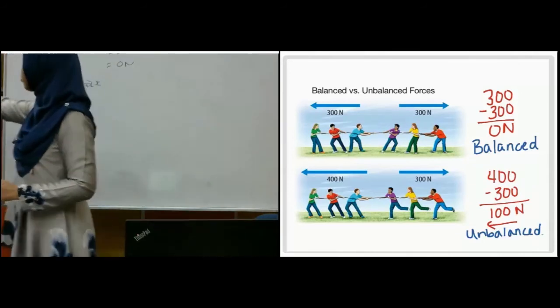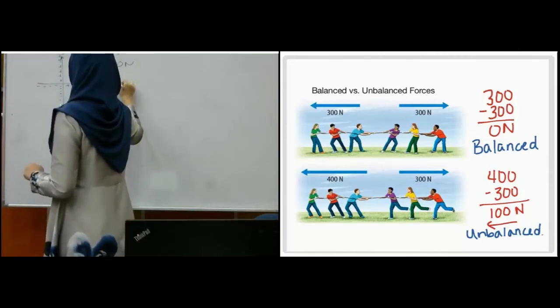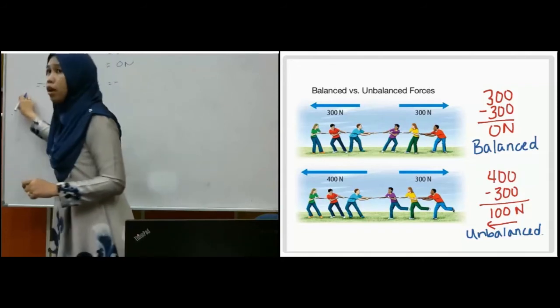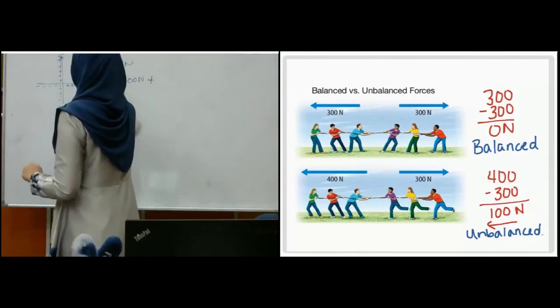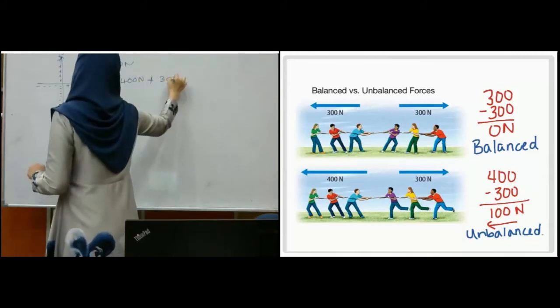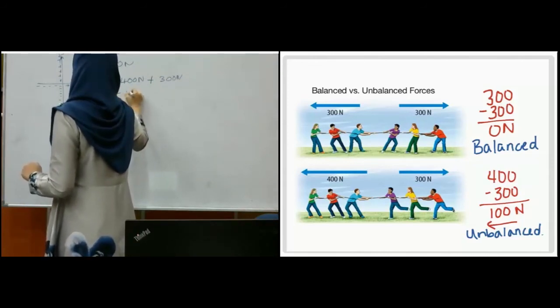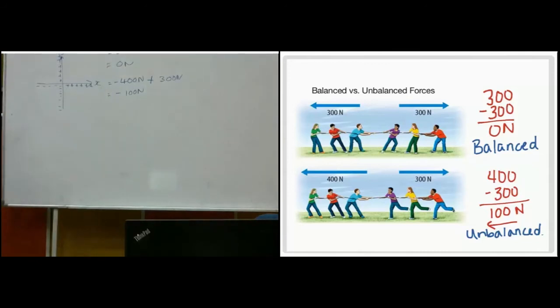How about the next diagram? So 400 Newton, the direction is over there, is negative, so you have to put negative 400 Newton plus 300 Newton. So you will get negative 100. So for this diagram, it will go over there. It's negative.